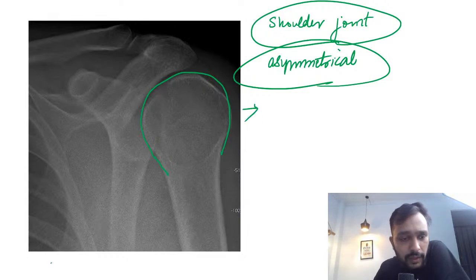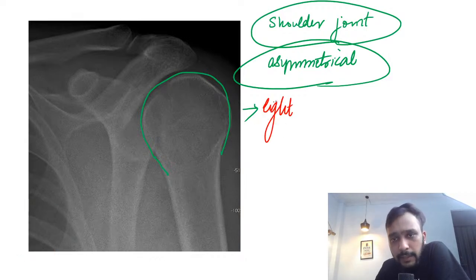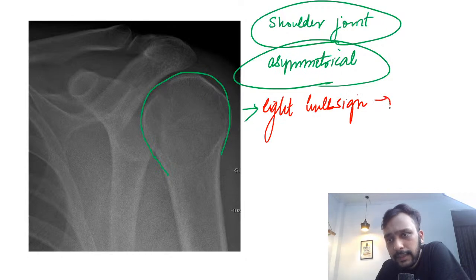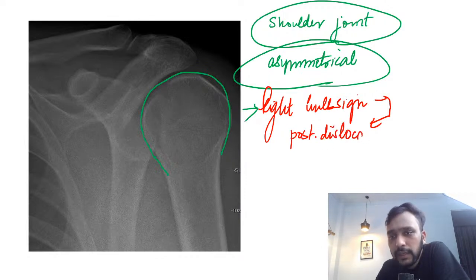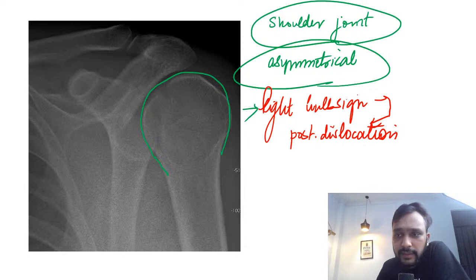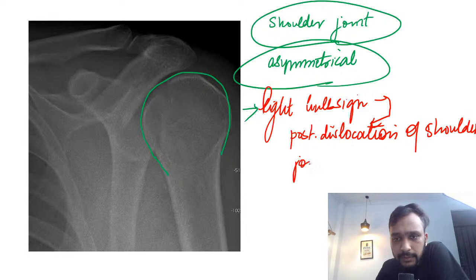So this is what we call the light bulb sign. This light bulb sign is seen in posterior dislocation of the shoulder joint. Remember that just one x-ray is not enough for posterior dislocation of the shoulder joint. We'll have to do another view in which we can confirm posterior dislocation, light bulb sign.